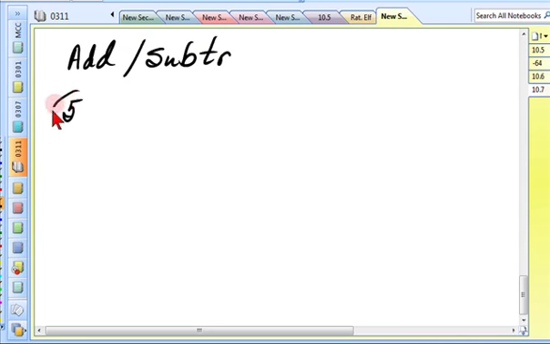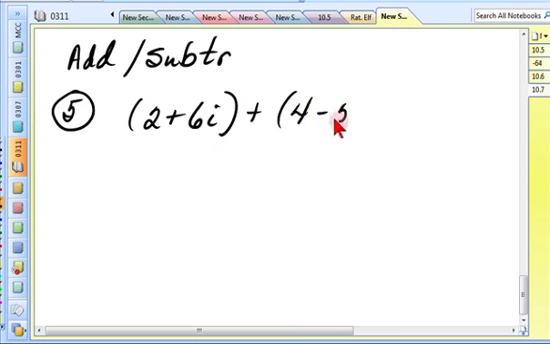All right, number 5. It says to add. It has (2 + 6i) plus (4 - 5i).